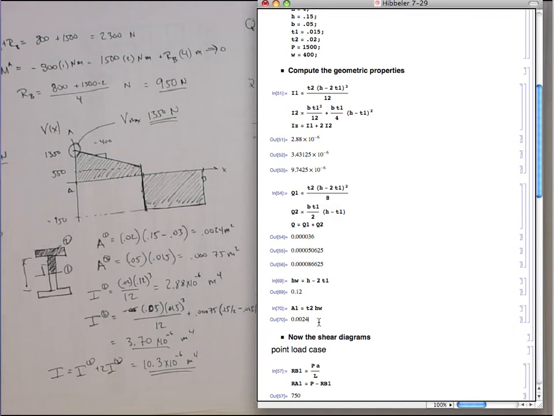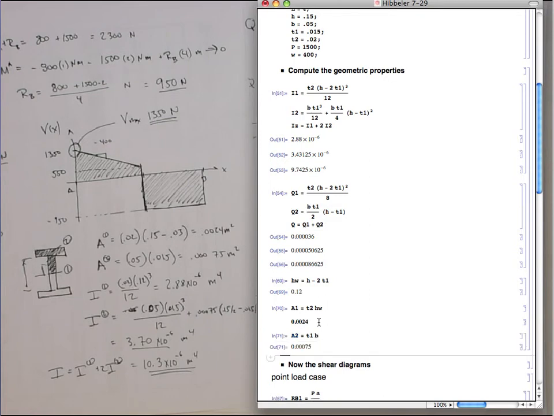Now let's go through and get A2. A2, whoops, what happened here? Oh, let's make another one. A2 is going to be the thickness of the flange, T1, times the base. Okay, so that's 0.075. That's correct.